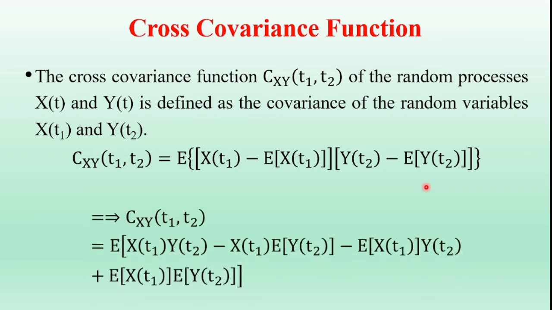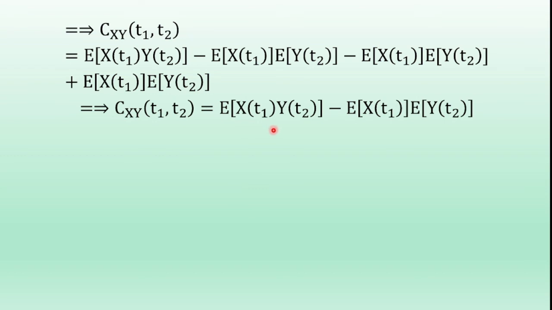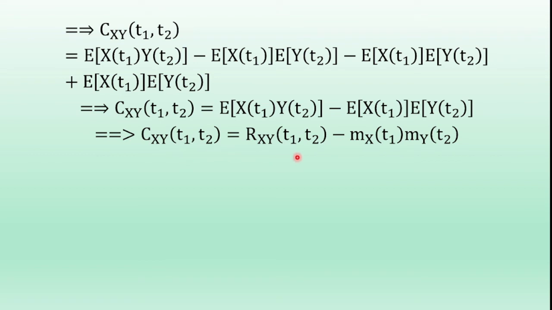So using properties of expectation, applying the expectation to each term on the RHS, we get C_XY(t1, t2) is equal to E[X(t1) Y(t2)] minus E[X(t1)] E[Y(t2)] minus E[X(t1)] E[Y(t2)] plus E[X(t1)] E[Y(t2)]. So now on the RHS, one minus term and one plus term are cancelled, and the remaining RHS is E[X(t1) Y(t2)] minus E[X(t1)] into E[Y(t2)]. The first term is the cross-correlation function of the random processes X(t) and Y(t), that is R_XY(t1, t2).